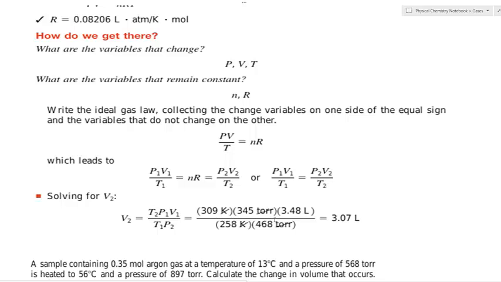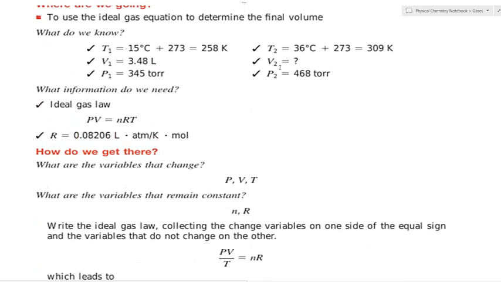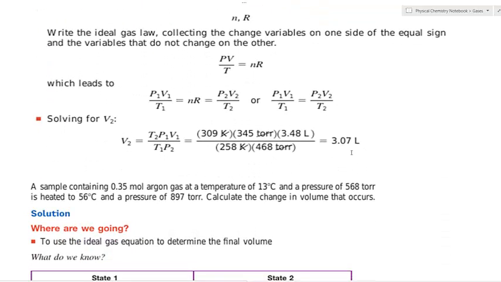Now, if in this case we were looking for the pressure and we only had one pressure in torr, we might have to change it into atmospheres so that it was consistent with the gas constant. Working through, we put in our temperature. Remember, it's in Kelvin. Did we put it in Kelvin here? We had it in degrees, but we converted to Kelvin. So we put it in Kelvin and we get a volume.